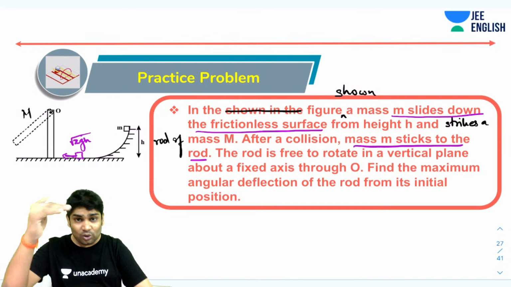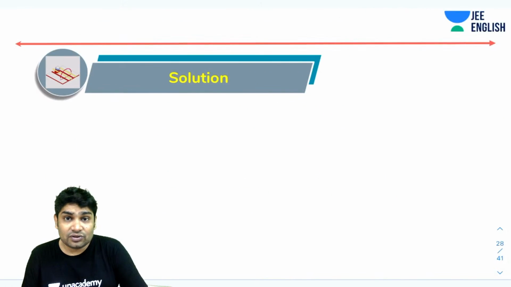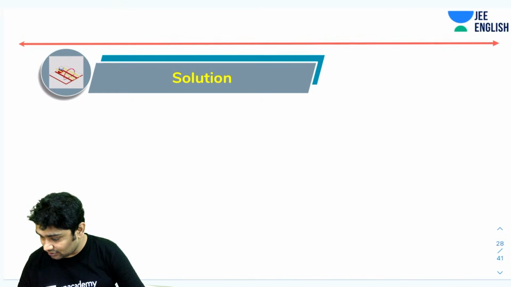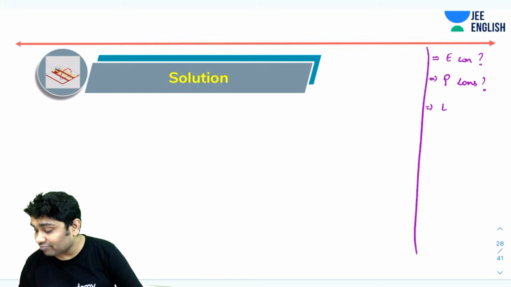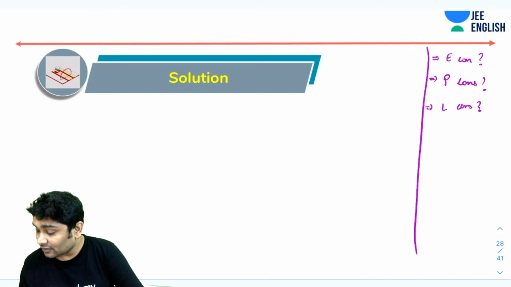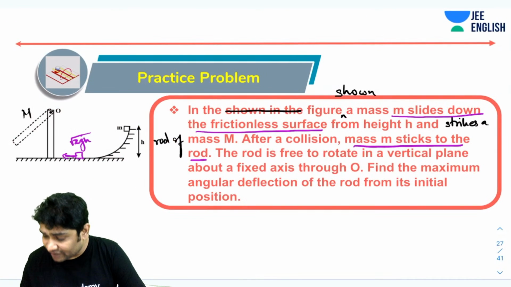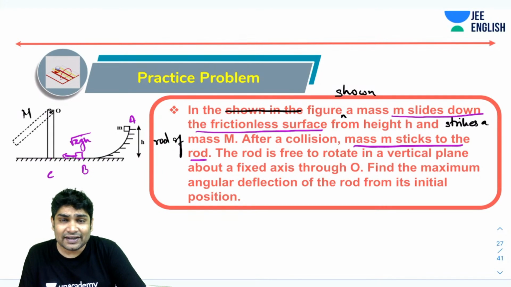So let's talk about the approaches. First, you go by a sequence. Whenever you're thinking about a problem, you go by a sequence. Always ask yourself, first, energy conservation: can it be applied? Second, momentum conservation: can it be applied? Third, angular momentum conservation: can that be applied? Always go through this process. So let's give these places names A, B, and let's say C.